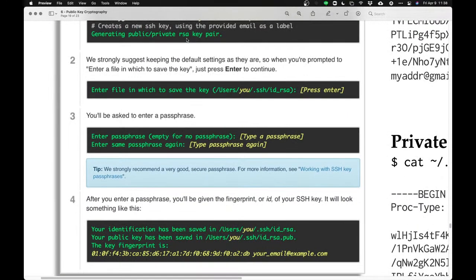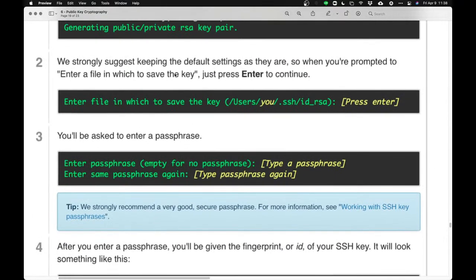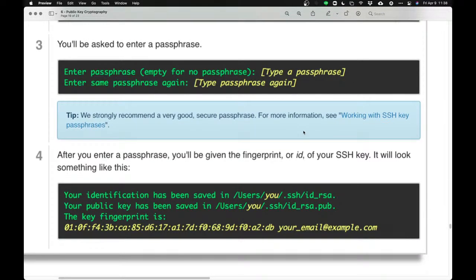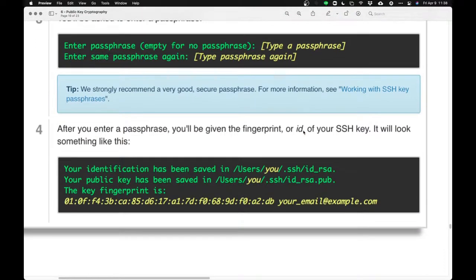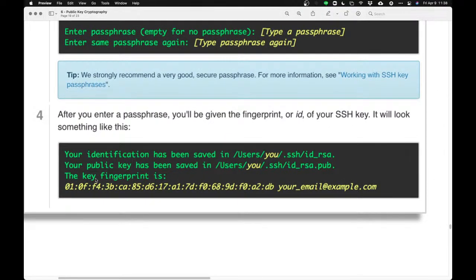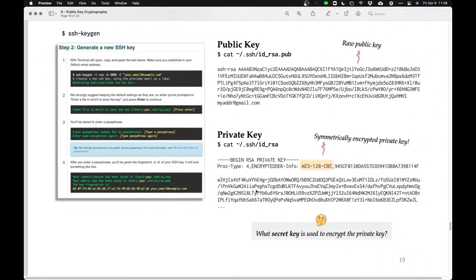And then what else happened? It said, which file would you like to save it in? And then it said, please enter a passphrase and type the passphrase again. You remember this? You had to do this stuff. And then it gave you something called a key fingerprint as well. Let's talk about all these things.